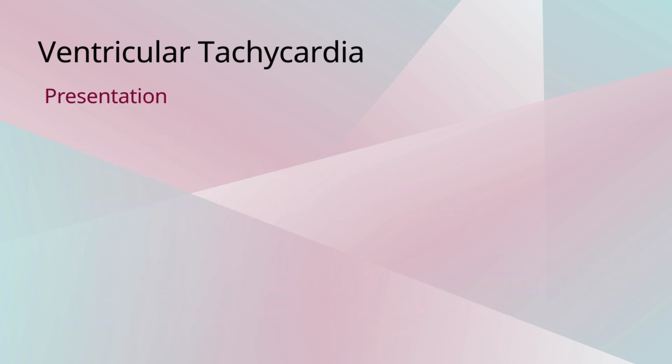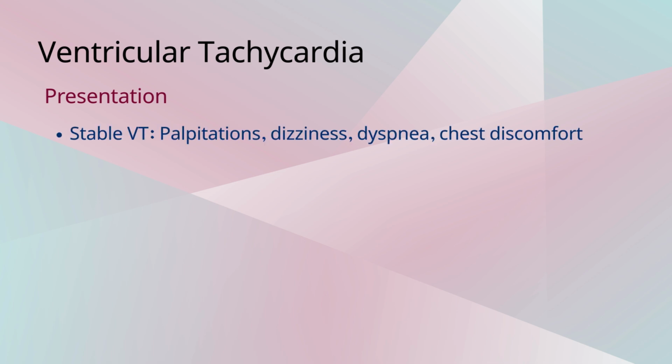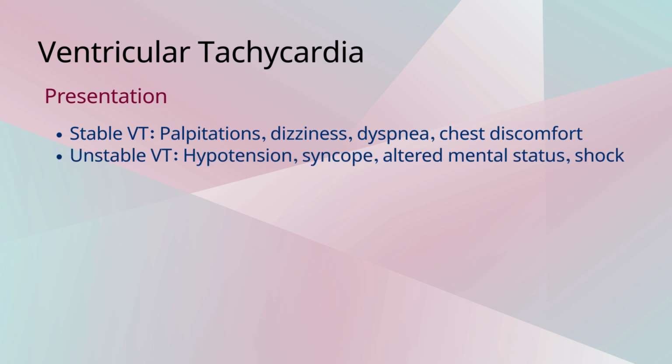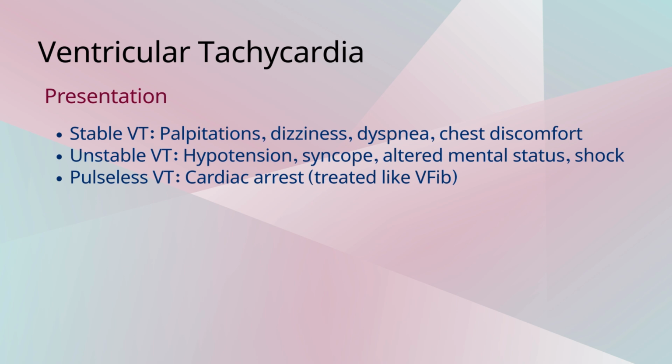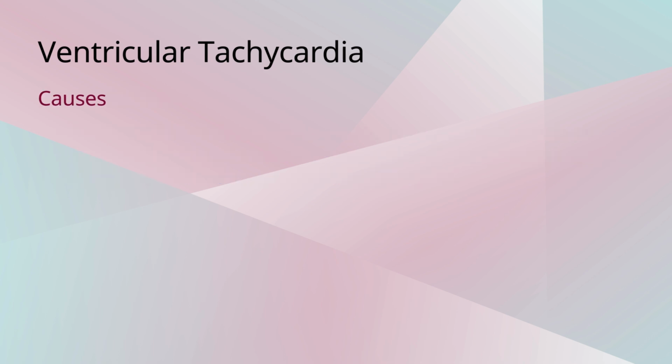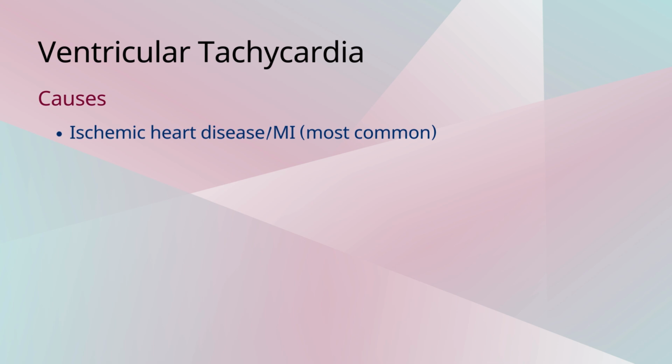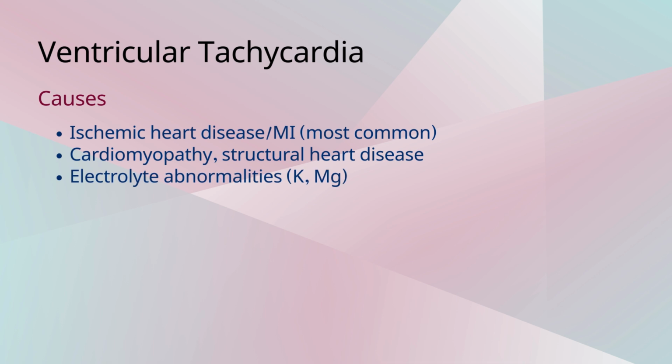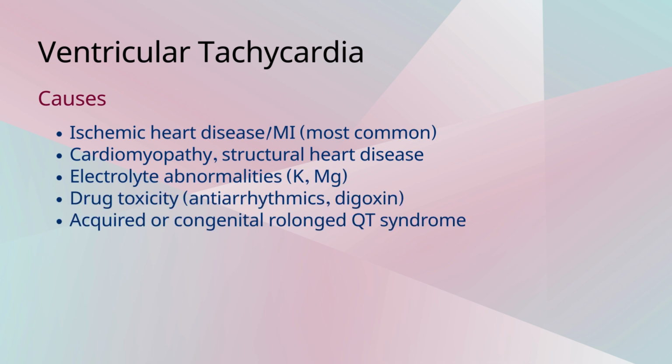Clinically, the presentation depends on whether the patient is stable, unstable, or pulseless. Stable VTAC may cause palpitations, dizziness, shortness of breath, or chest discomfort. Unstable VTAC with a pulse causes hypotension, syncope, altered mental status, or shock. And pulseless VTAC is cardiac arrest. It's treated the same way as ventricular fibrillation. The most common underlying cause is ischemic heart disease, especially myocardial infarction, but other triggers include cardiomyopathy, electrolyte abnormalities like low potassium or magnesium, and drug toxicity.